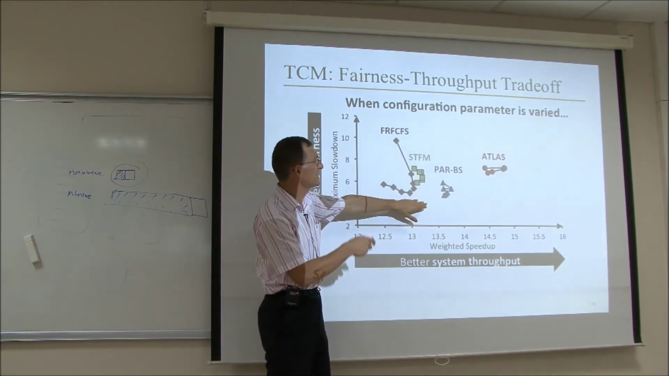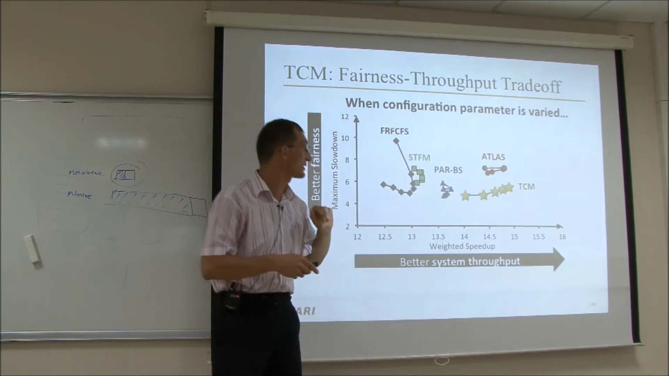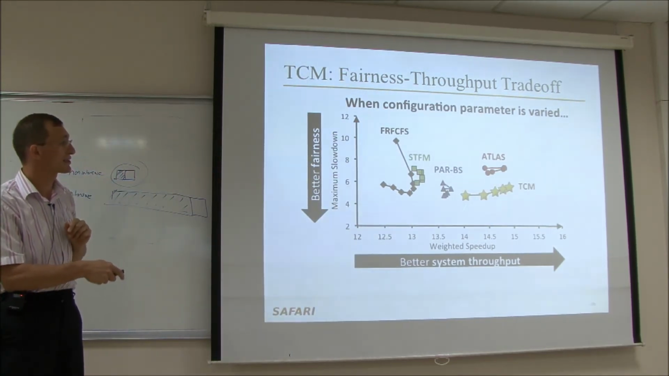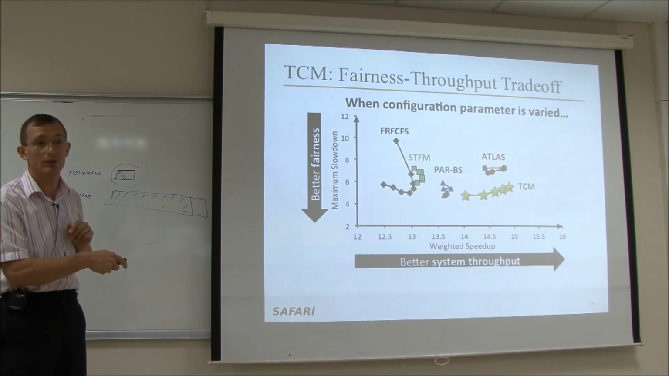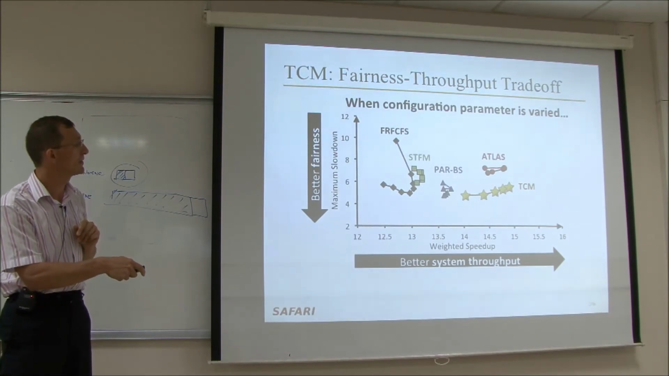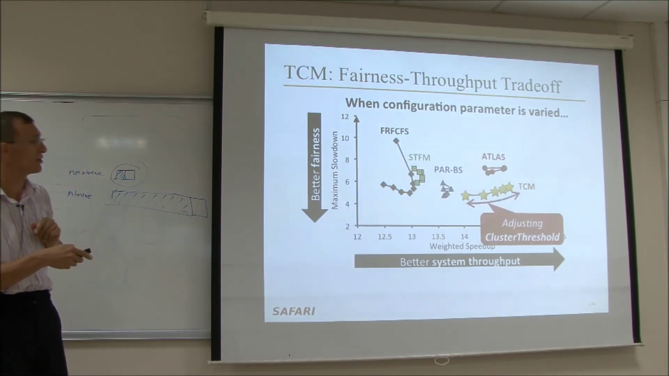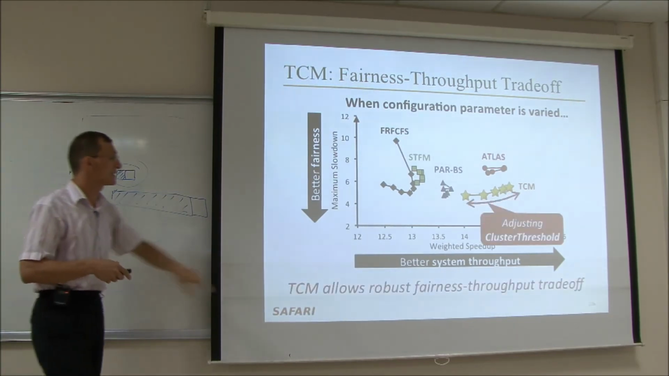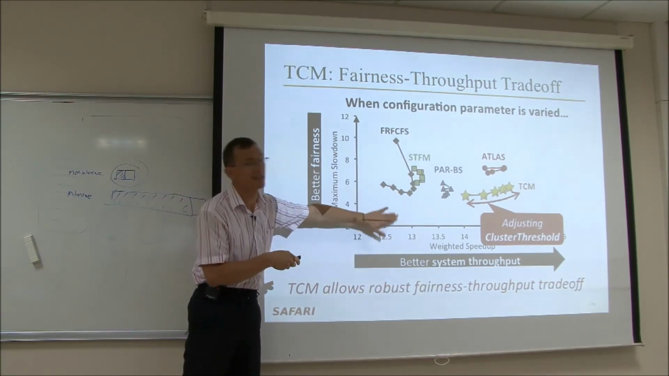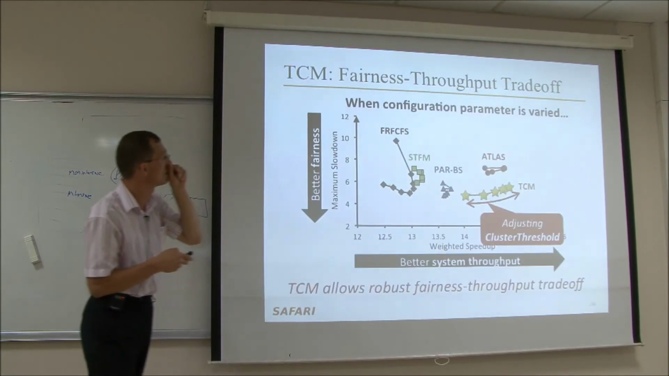For thread cluster memory scheduling, at least within reasonable bounds of the cluster threshold, you get a smooth curve. And you could actually trade off between fairness and throughput. You could be picking any of these values, depending on what you would like. This allows a relatively robust fairness-throughput trade-off. And you could expose this to the operating system, and the operating system can have different goals, perhaps. So that's the cluster threshold. Basically, it's a tunable.